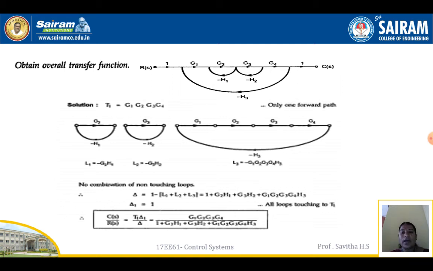Therefore C of s by R of s is equal to delta 1 T1 divided by delta, that is G1 G2 G3 G4 divided by 1 plus G2 H1 plus G3 H2 plus G1 G2 G3 G4 H3.